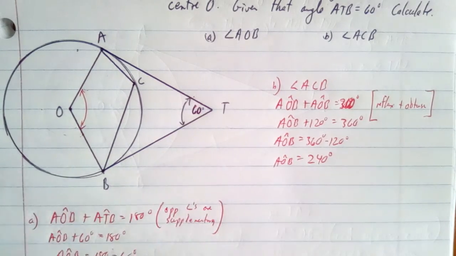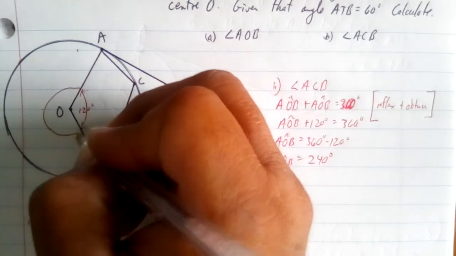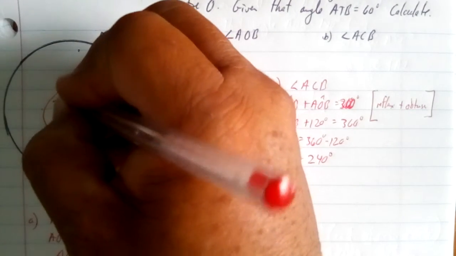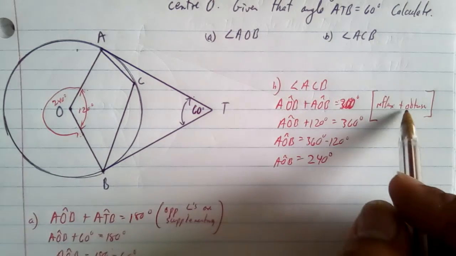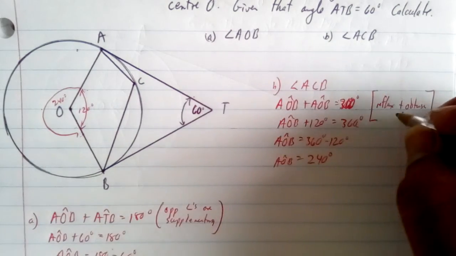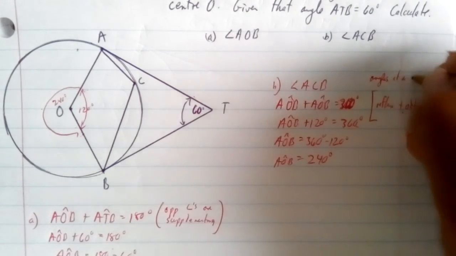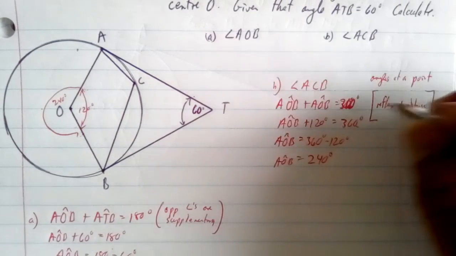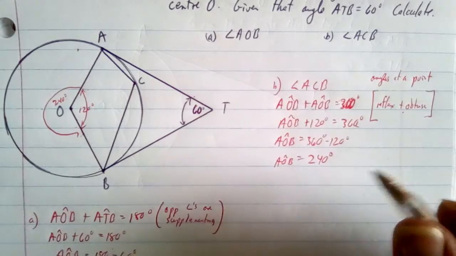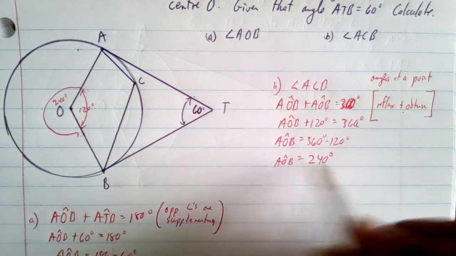So now we have here 120 degrees, and we have here 240 degrees, which are angles at a point, meaning that they will equal 360 degrees. Now this is not the final answer yet. What we have just found is this.